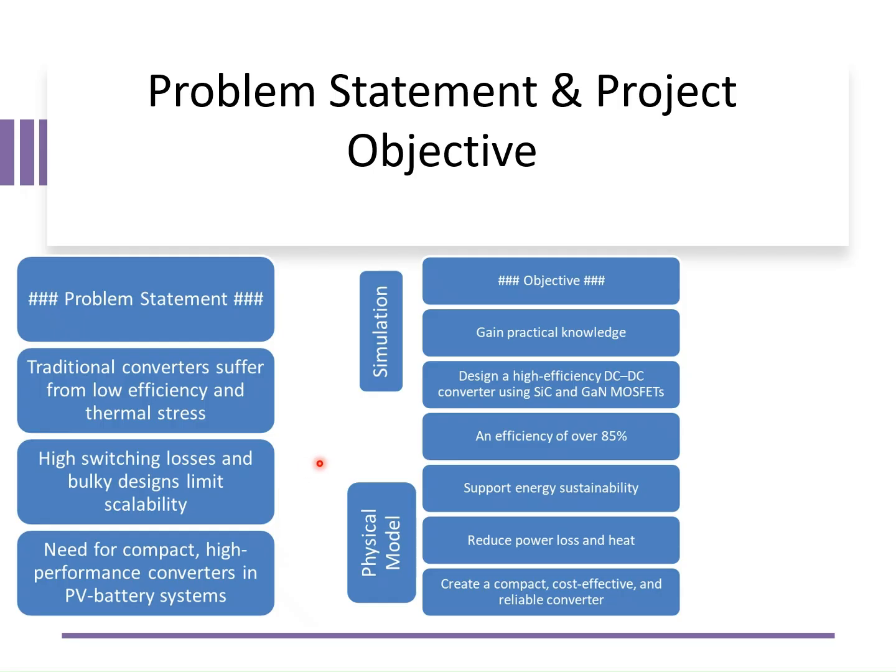So from that, we divided our objective into two parts. First, simulation, and second, the model. For simulation, we want to design a high-efficiency DC-DC converter using SiC and GaN MOSFETs in order to raise the efficiency of the converter to more than 85% to support overall sustainable energy. For our physical model, we want to build a model that reduces the power loss.